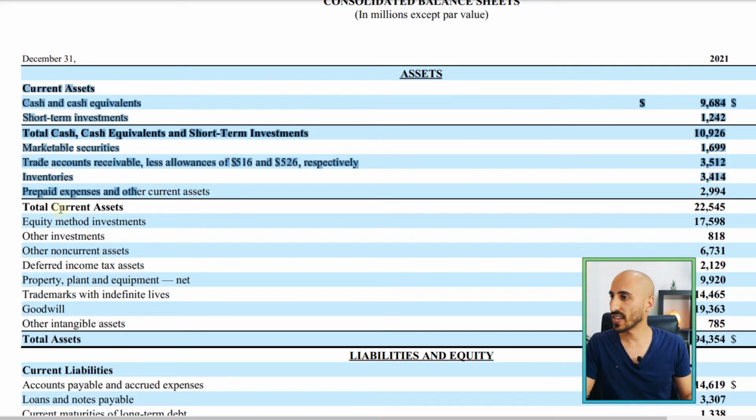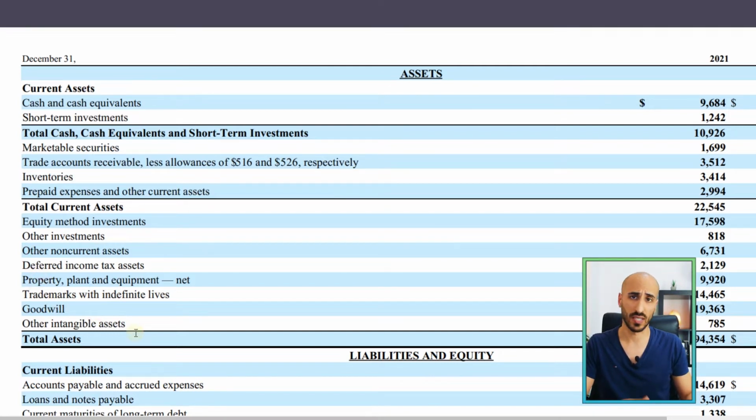Now, after the current assets, we have all other long-term assets. One of them is other investments, which are long-term investments such as stocks, bonds, and real estate. Then we have other non-current assets, which are assets with a life of longer than a year, which didn't make it into particular categories that you see here, like property, plant and equipment, trademarks, goodwill, and so on. So this position doesn't tell us much.